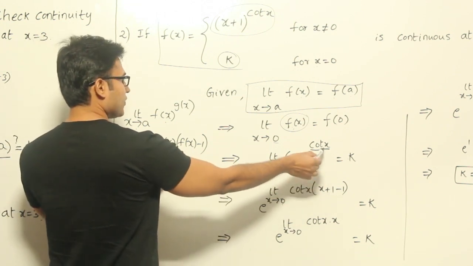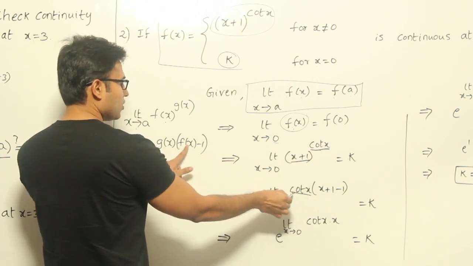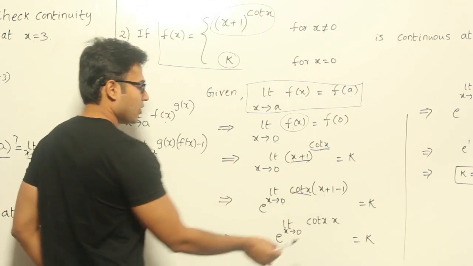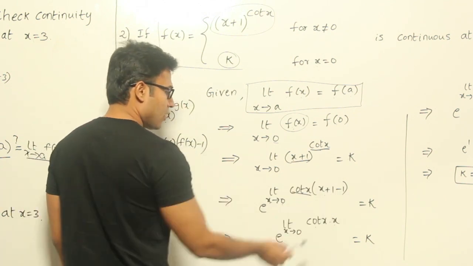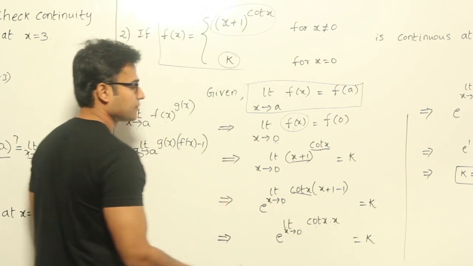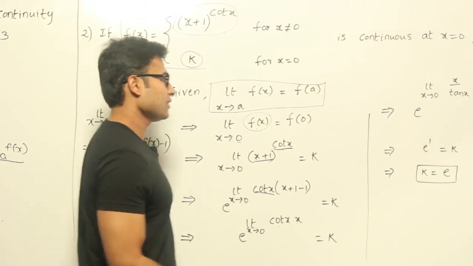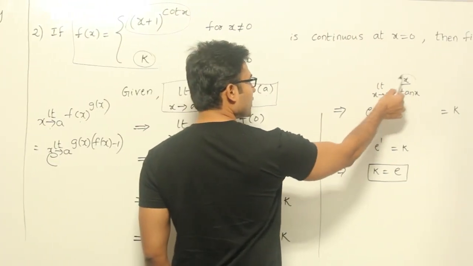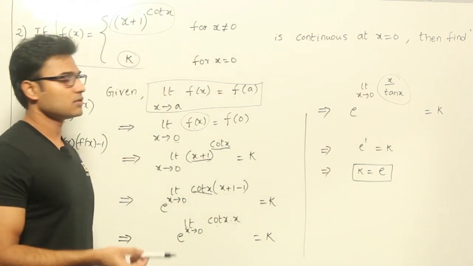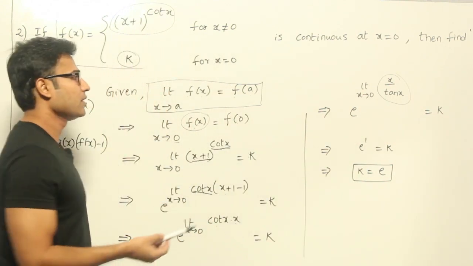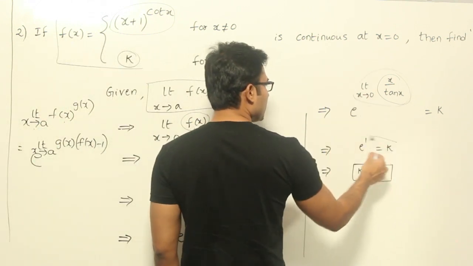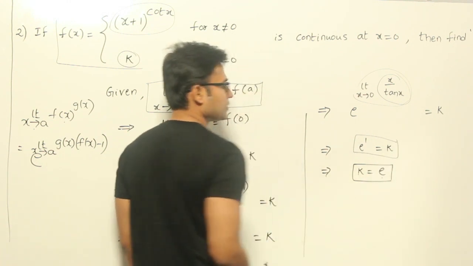What is g of x? G of x is cot x. So g of x into (f of x minus 1). So what is f of x? x plus 1 minus 1. Alright. Now you can see that it is cot x into x. Now cot x is also 1 by tan x. So we can write it as x by tan x, limit x tends to 0 of x by tan x. As we know, this value is 1. So why is this value 1? Because tan x by x is 1, so x by tan x is also going to be 1. Got it? So this entire value is going to be 1, and therefore we got e equal to k. The value of k is e.